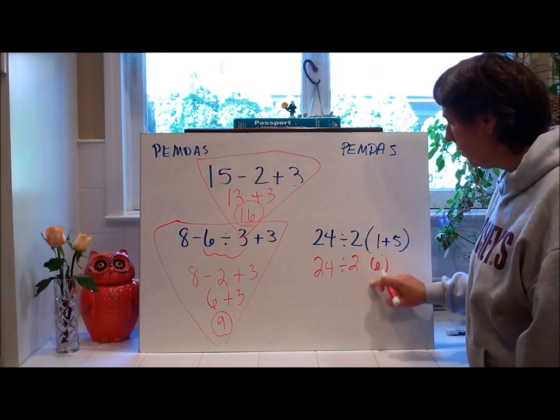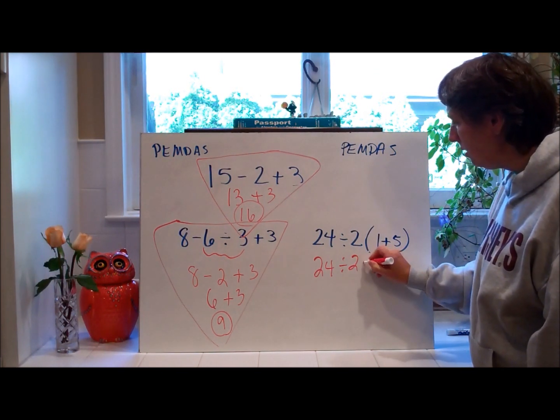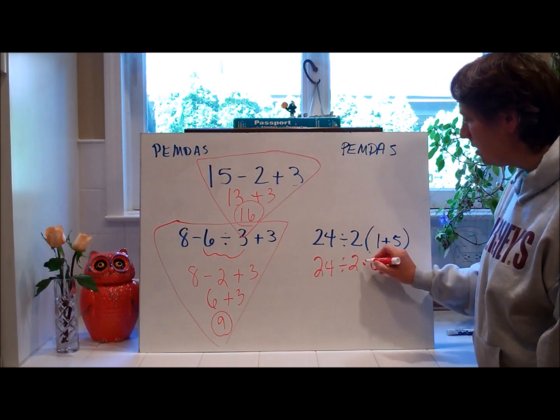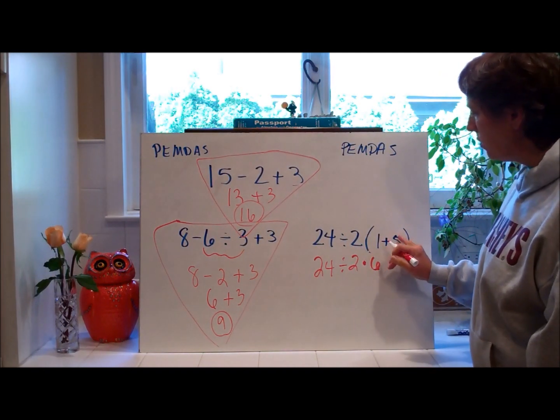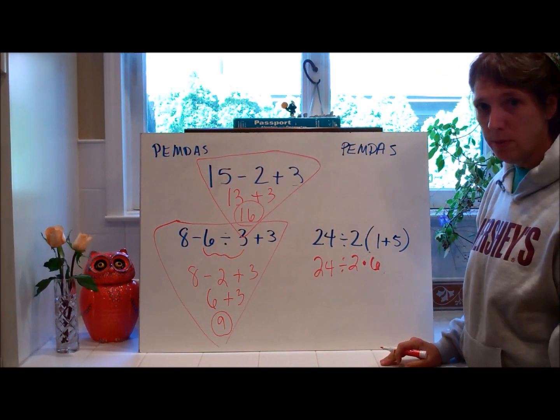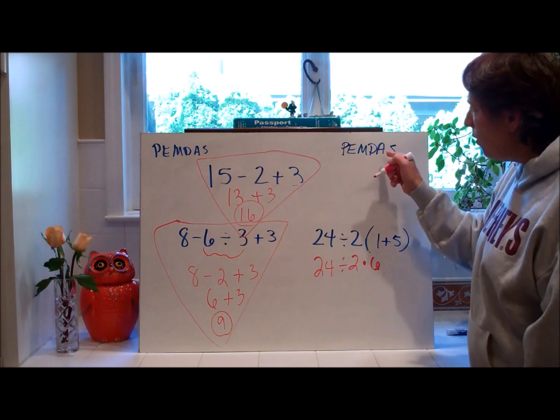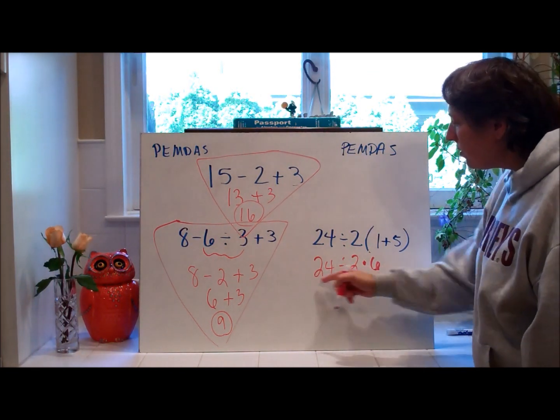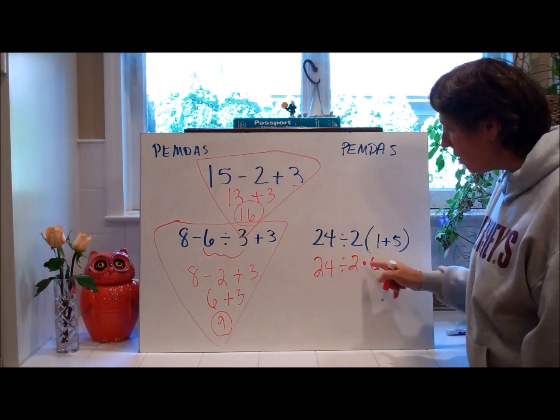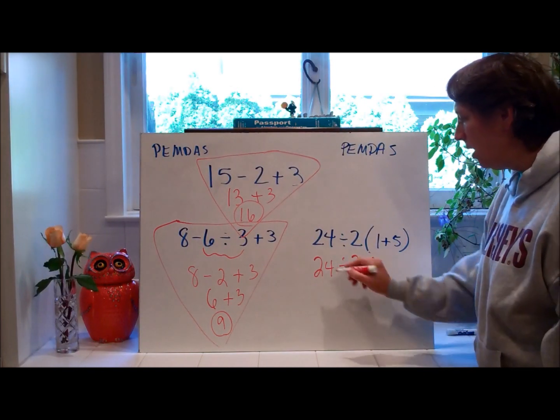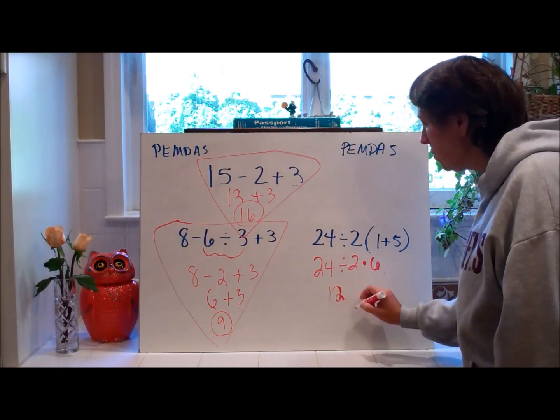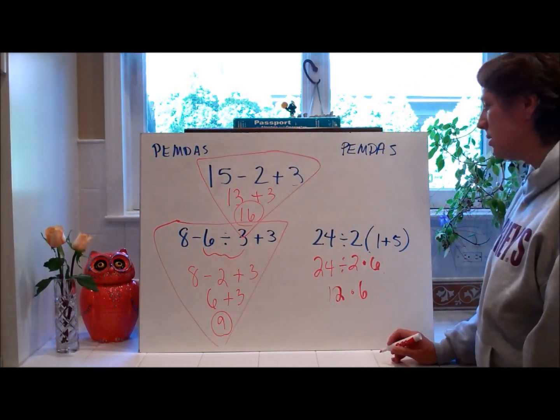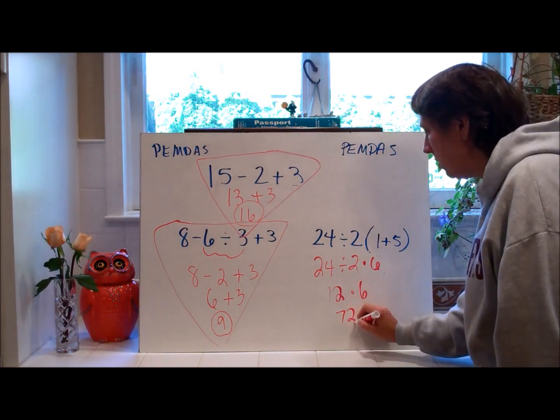Because, we'll get rid of this because that comes out, right? We did the parentheses, so erase that. Once we simplify that, it comes out of the parentheses. But we go left to right. The division comes before the multiplication. So 24 divided by 2 is 12, times 6 is what? 72.